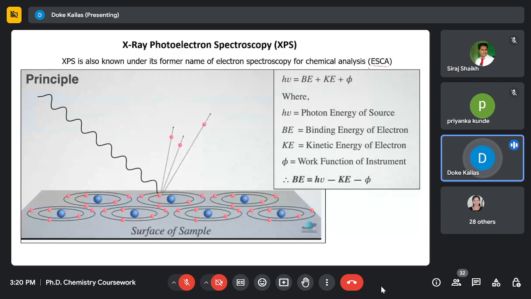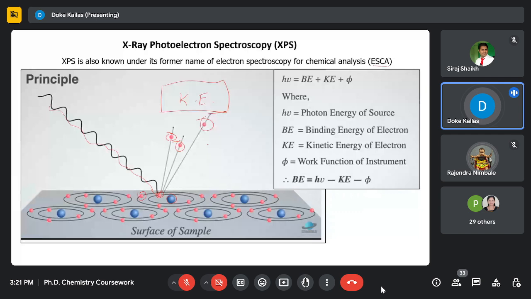And these photoelectrons are detected in different types of analyzers or detectors in the X-ray photoelectron instruments. So the kinetic energy of the ejected electron is measured. How is this technique useful for analysis? There is one mathematical formula over here. This h nu is nothing but the energy of the incident X-ray, which is given by Planck's equation: Planck's constant multiplied by the frequency of the X-ray.